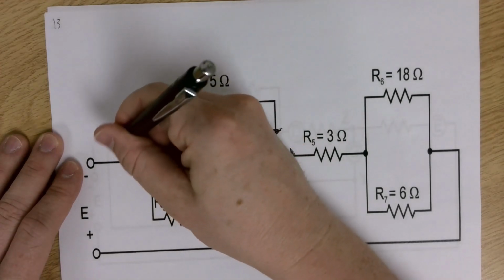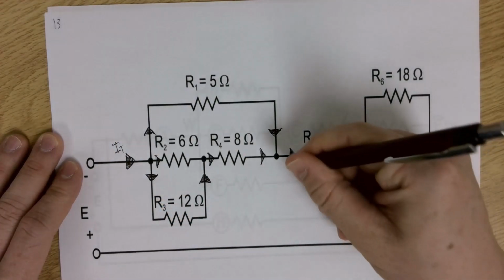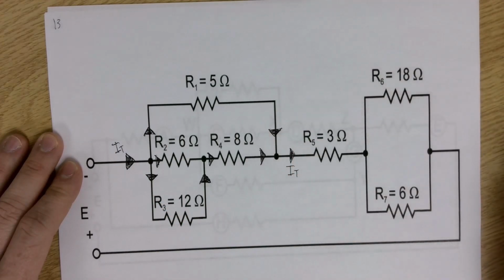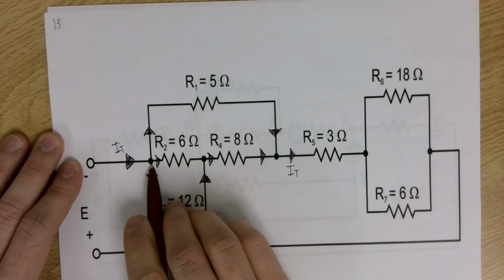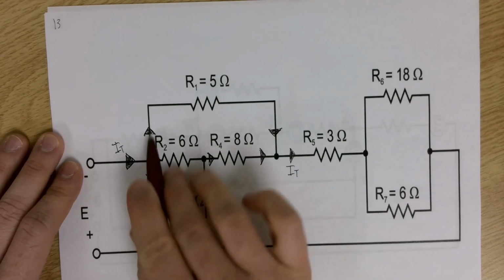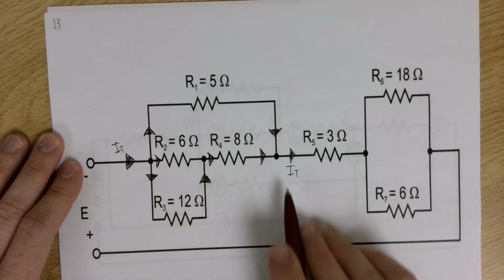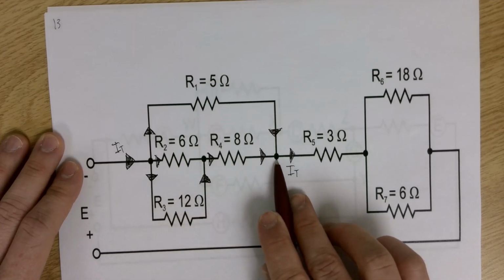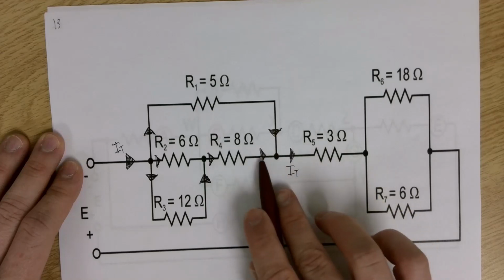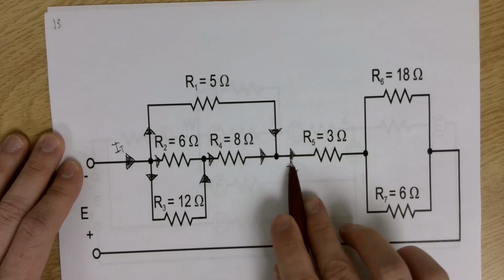We know that the current comes in here as I total, and we know it comes back here as I total. We know once it hits this node, it's going to split off three ways. And then we can see at this node, it combines from two ways back into I total.